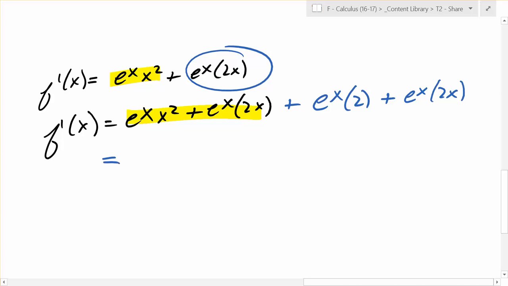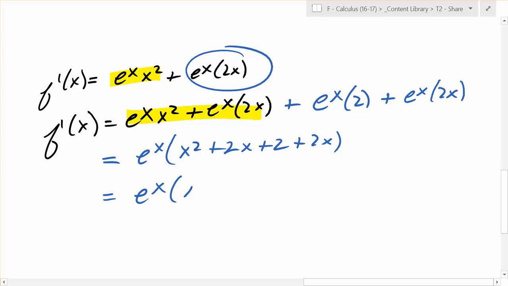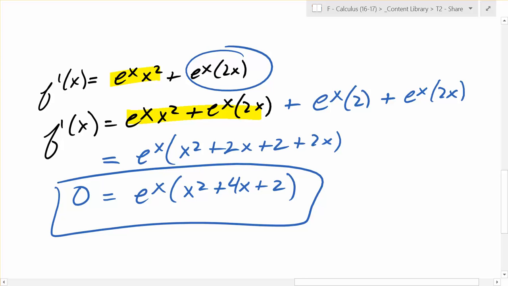So what do you see in each of those terms? e to the x, right? So what can you factor out of all of them? So you get e to the x times what? x squared plus 2x plus 2 plus 2x, which is e to the x times what? x squared plus 4x plus what? 2. You want to know when that's equal to 0? Is that nicely factorable? Nope, it's not. If it's not nicely factorable, what do you need to use?